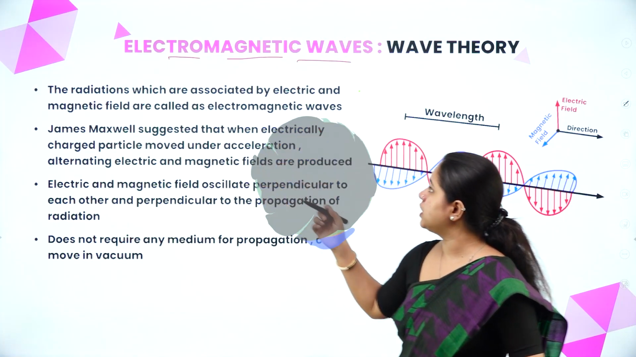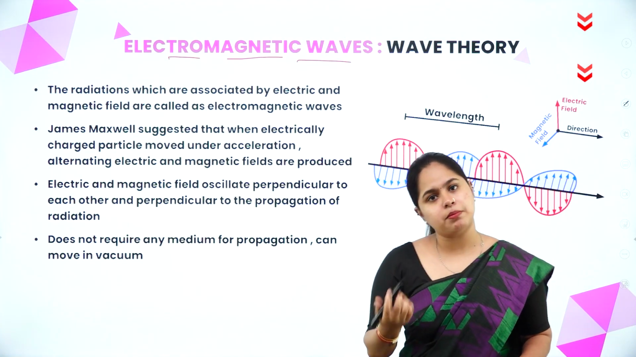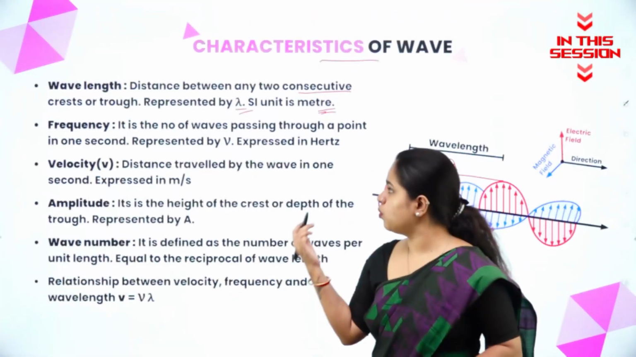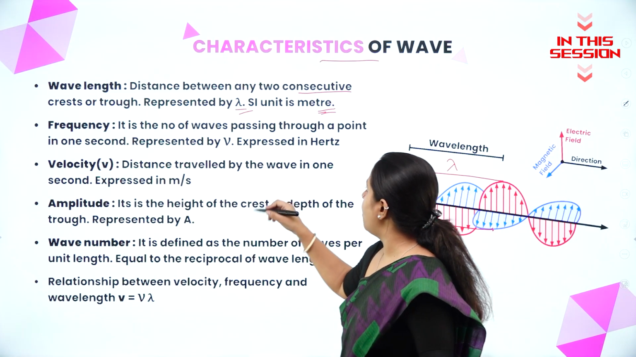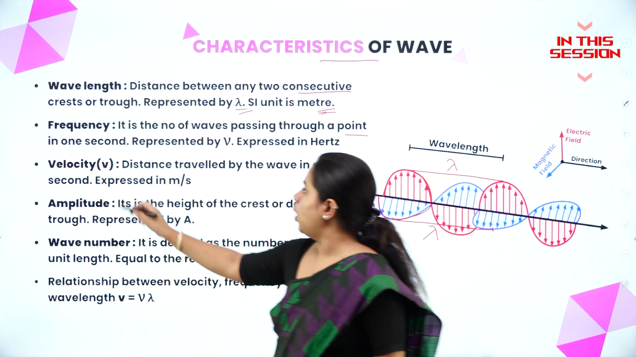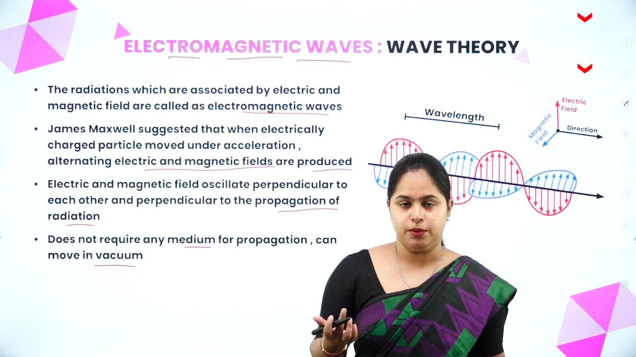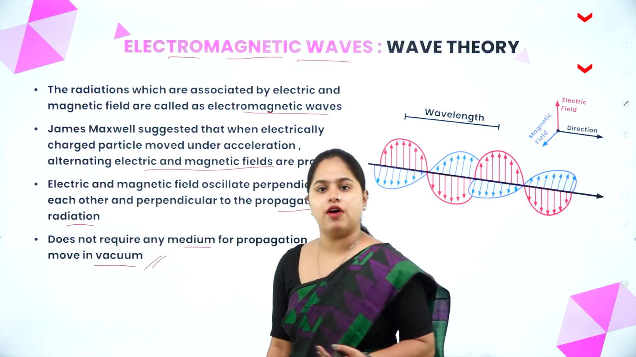So the radiations which are associated by electric and magnetic field are called as your electromagnetic waves. So what is frequency? It is the number of waves passing through a point in 1 second. These electromagnetic waves do not require any medium to propagate. They can propagate in vacuum as well.